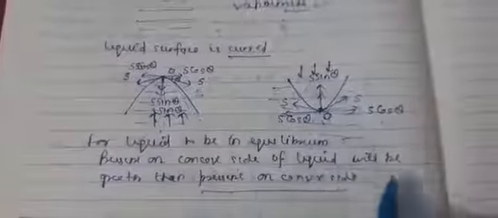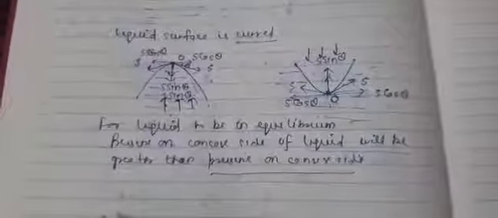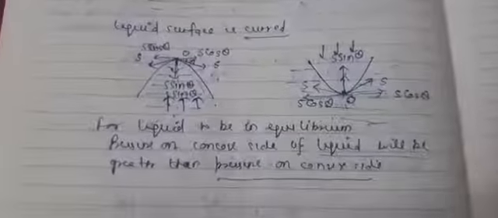This is concave side and this is also on the concave side. So you must remember these two results. These will be very useful in doing the next derivation part as well as conceptuals. Next derivation we are doing: excess of pressure inside a liquid drop.